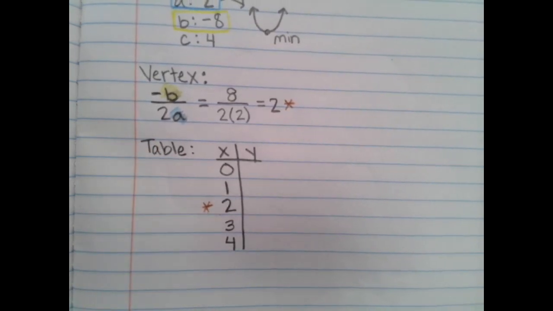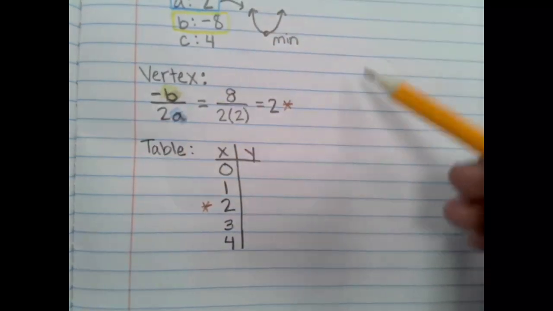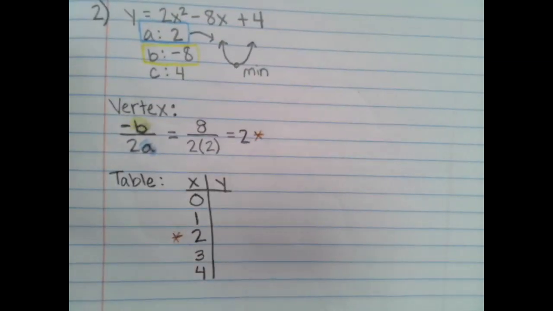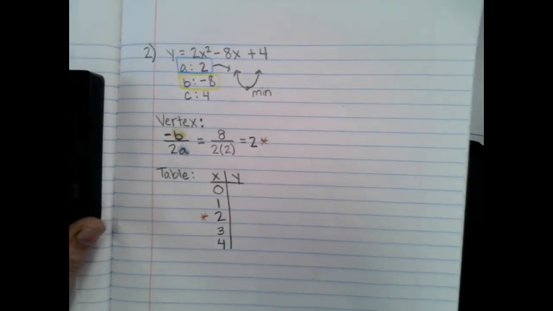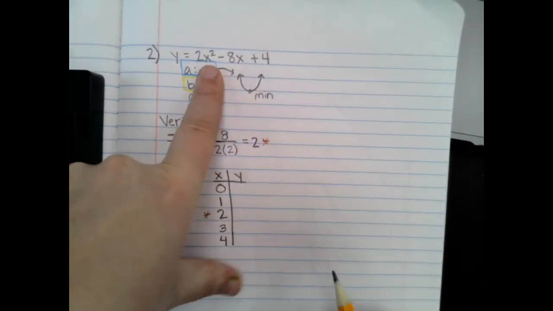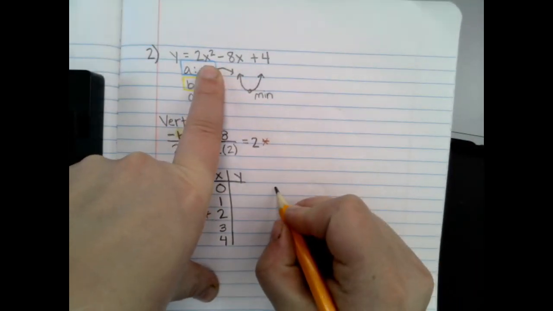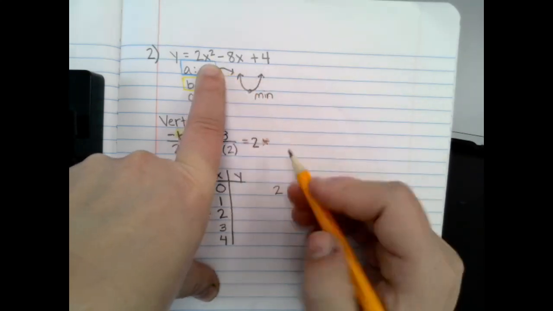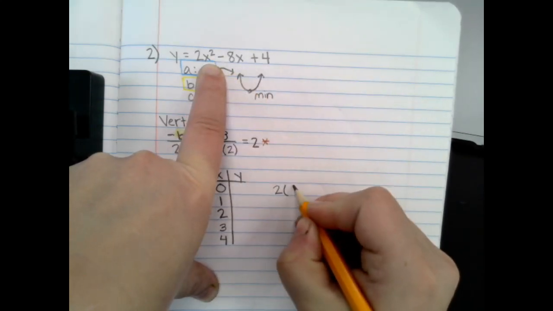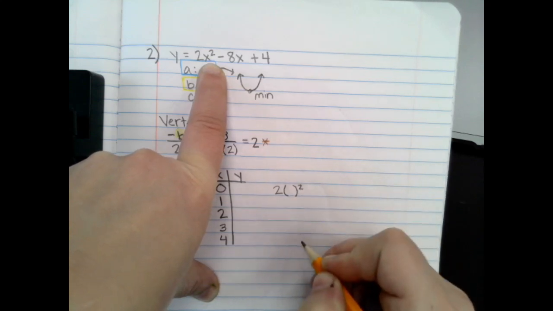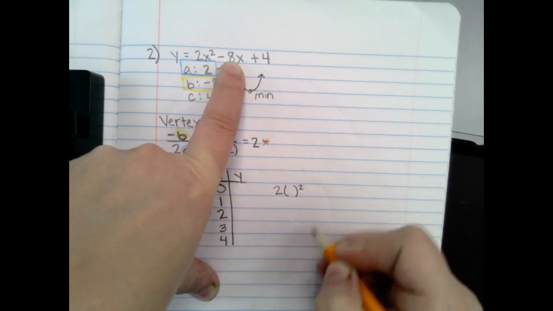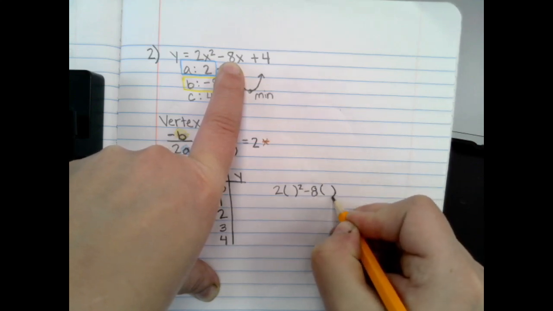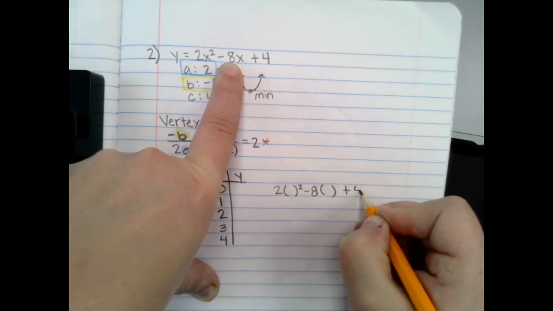Alright, so now we have to go back. A lot of times this is the part where if you can get to this part today, that's kind of the goal. Okay? The last part is really easy, but we get a little confused on it. We have to actually go back to the problem. So the problem said 2, and then anywhere I see an x, I'm going to use parentheses. So 2 parentheses squared minus 8, and then it goes x, so parentheses, plus 4.